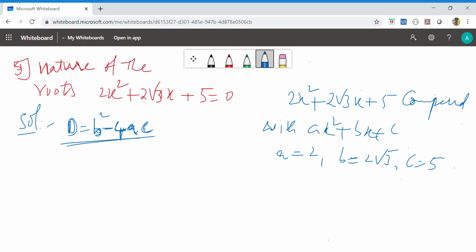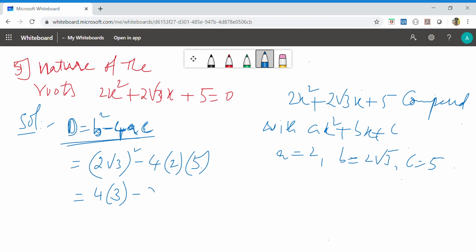So b square is 2 root 3 whole square minus 4 of a is 2, c is 5. Then 2 root 3 means 2 square is 4 into root 3 whole square is 3. 4 threes are 12. 4 twos are 8, 8 fives are 40, like that also you can multiply. 12 minus 40 is nothing but minus 28. And minus 28 is less than 0. Negative number it is.